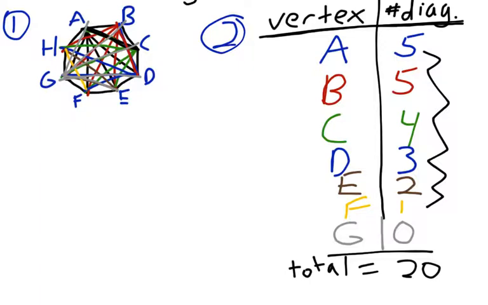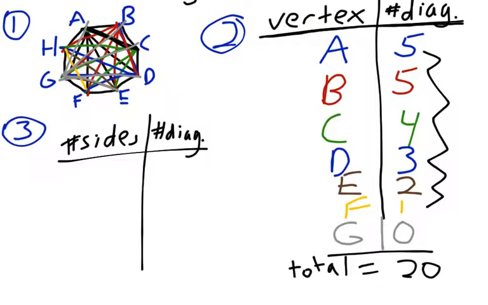What if I started with a smaller figure, like a triangle, and counted the number of diagonals? And then moved up to a quadrilateral and counted. So I'm going to make a table with the number of sides and the number of diagonals. So for instance, if we had a 3-sided figure or a triangle, I'm going to draw that. And that's not a diagonal, that's not a diagonal because it's the same side. So there are no diagonals in a triangle.